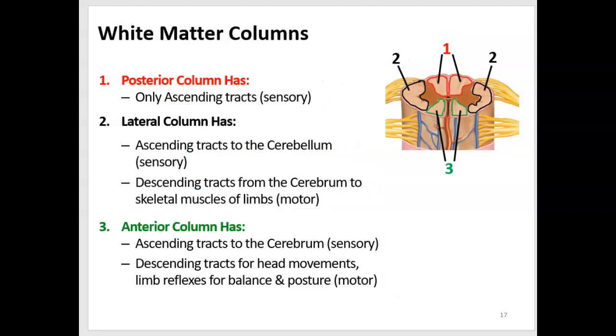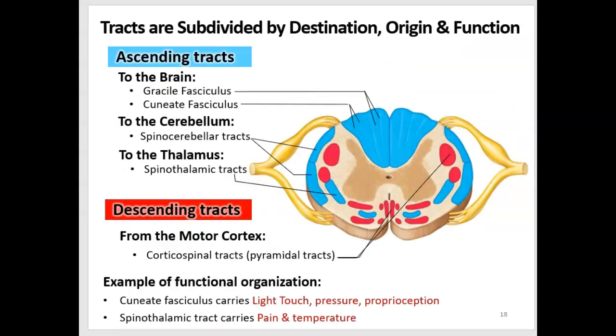So specifically, these tracts do have names. You aren't really responsible for knowing the different names. They're not in your study guide questions, but I thought you might be interested in understanding an example of how information is organized in the white matter.